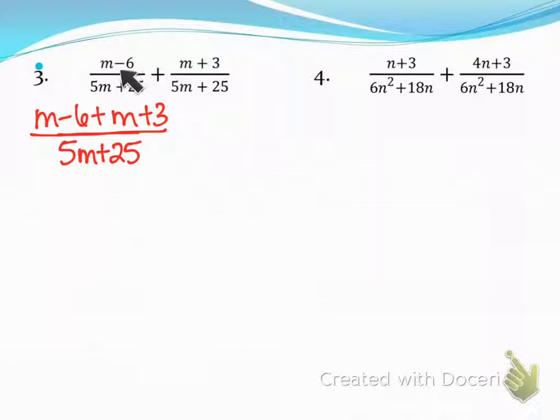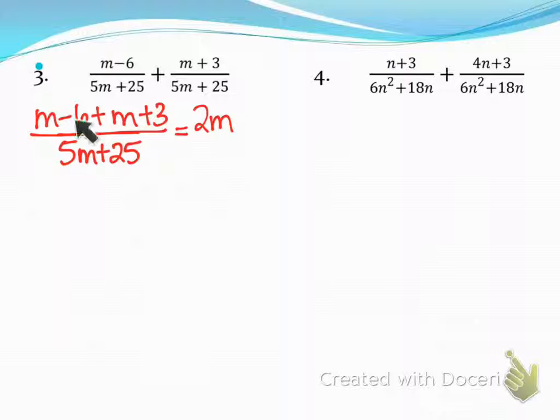Okay, we're adding our two numerators. So m minus 6 plus m plus 3. Again, you don't necessarily have to write it all out like that, but I would recommend doing that on these longer problems. What do you think we need to do in our numerator right now? Combine like terms. M plus m would give me, no, 2m. Remember, if we're just combining like terms, our exponents don't change.